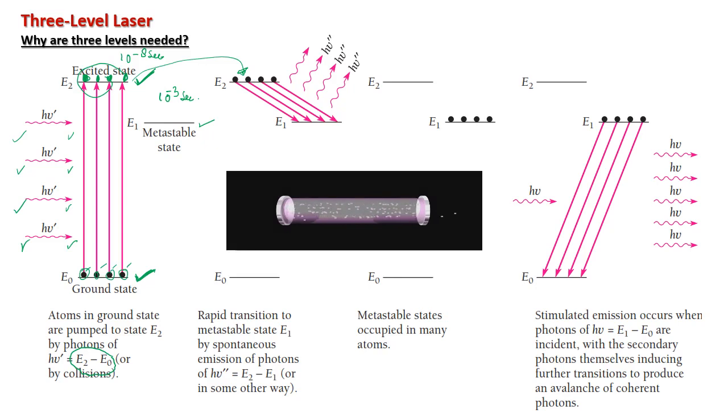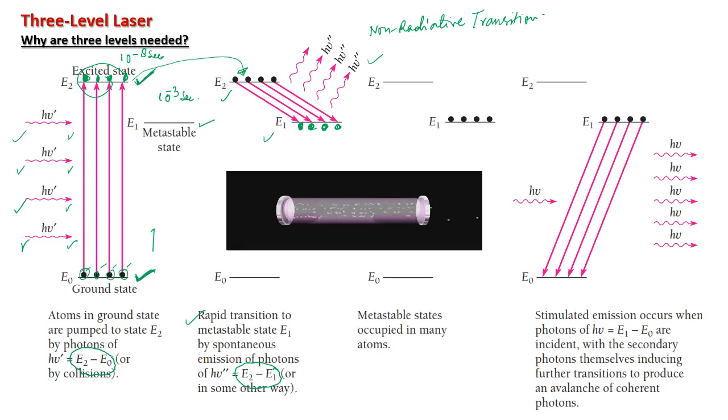Now, after stimulated absorption, what happens when these atoms are in the excited state E2? After spending a time of 10 to the minus 8 second, they do a spontaneous emission, a rapid transition to the metastable state E1. While they come from E2 to E1, they may emit a photon of energy h nu prime, equal to the difference of energy E2 minus E1, or there could be a non-radiative transition, in which we do not get any radiation. So this is spontaneous emission.